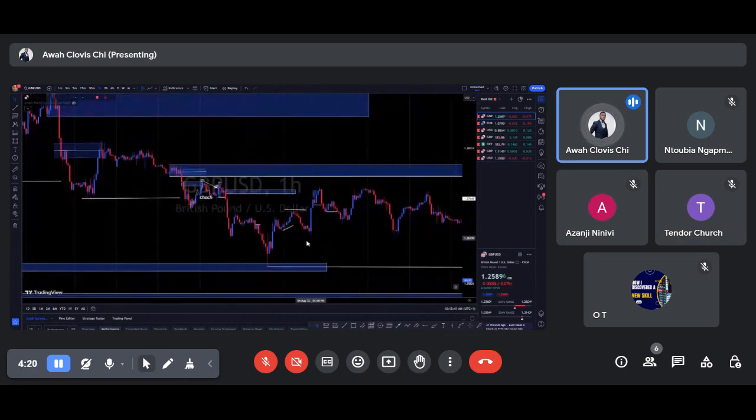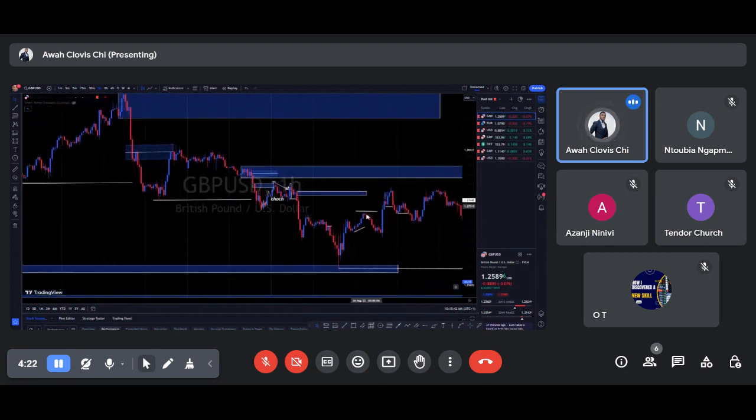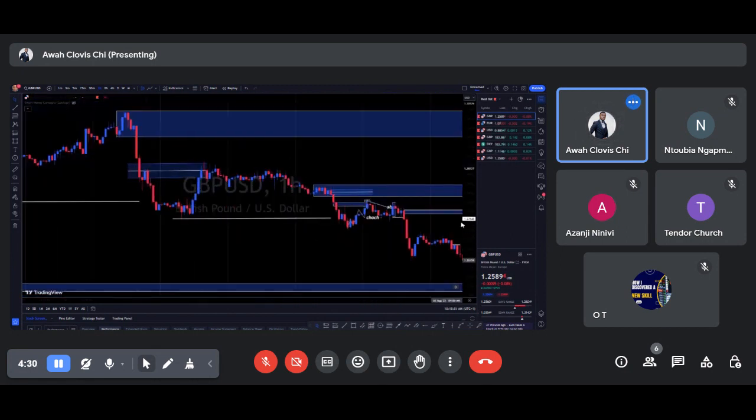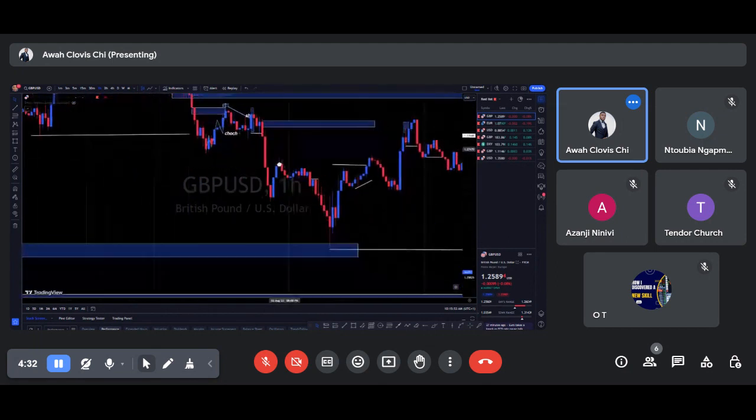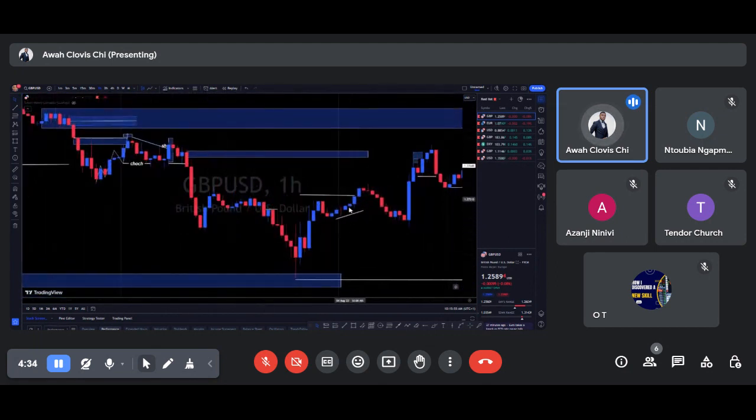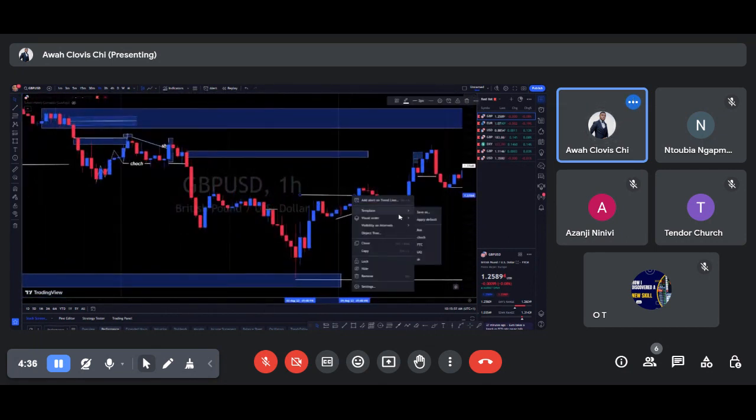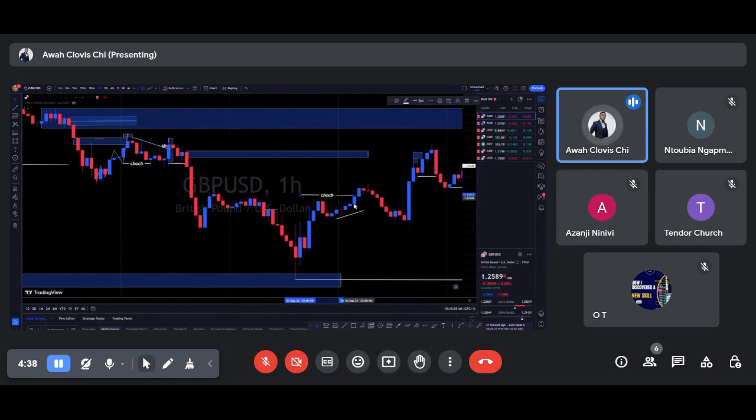Okay. So what we are trying to do now is to understand the structure of the market. So this change happened on the 1 hour time frame. So this is the 1 hour time frame change of character. Let me put it here. Change of character. Can we see that?